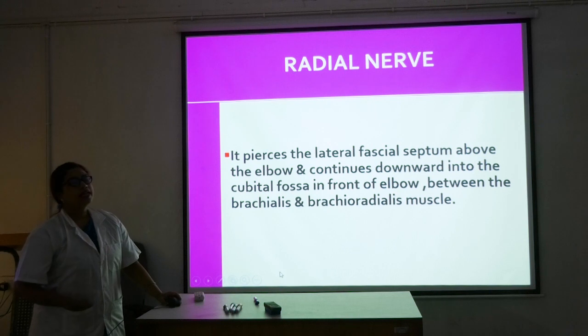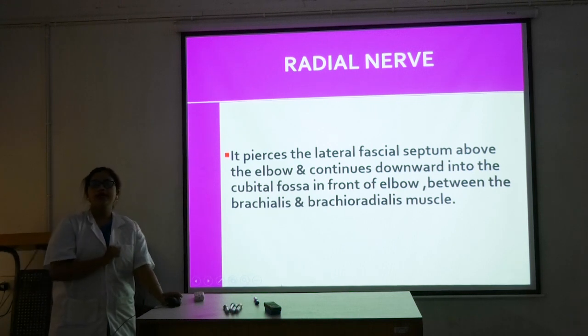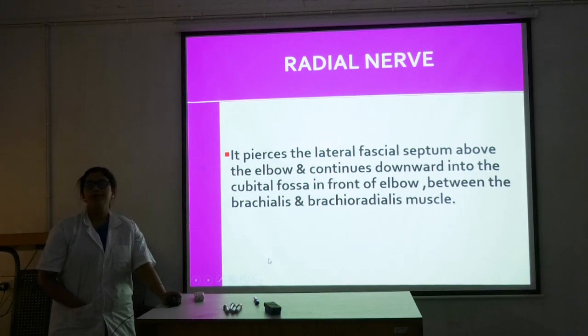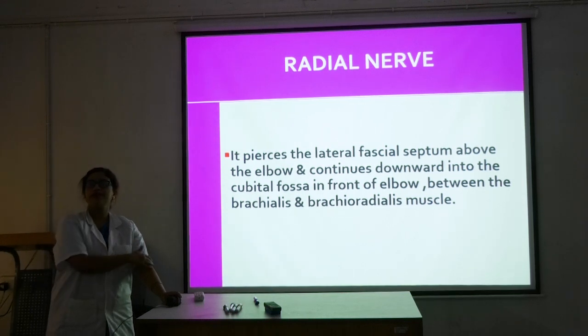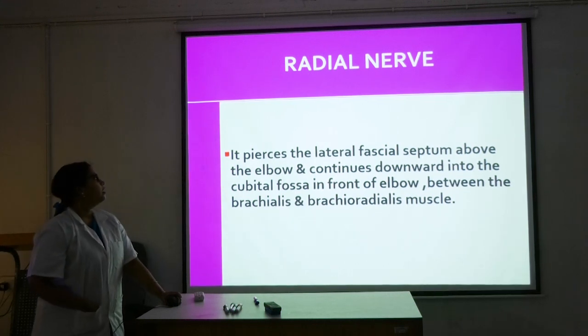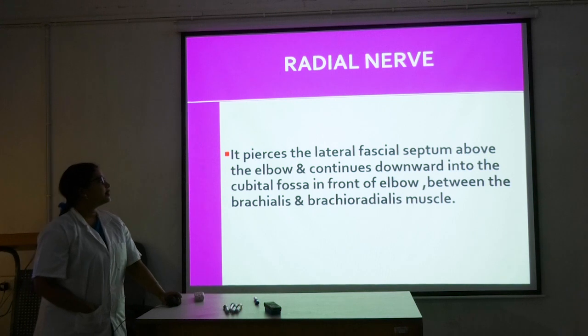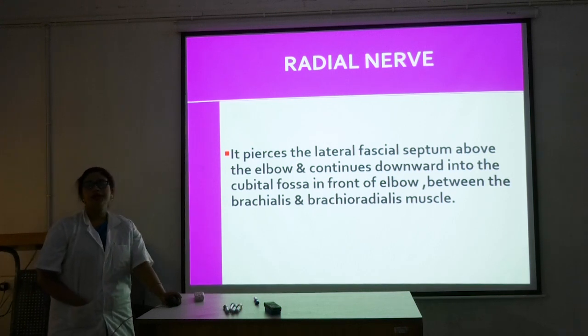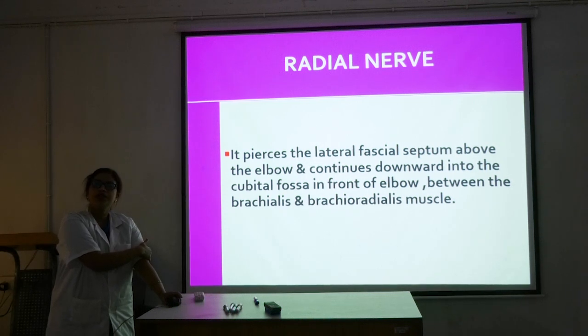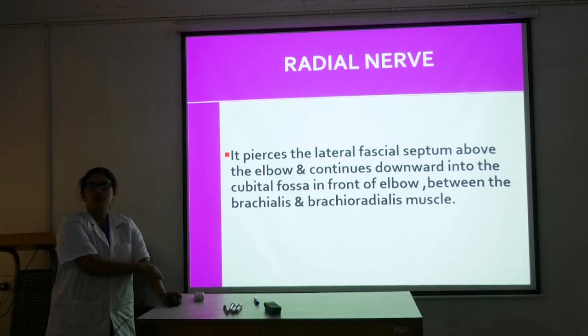Now there is one important course about the radial nerve. It is piercing the lateral fascial septum. There are two septa, one is medial, another one is lateral. So the lateral one is pierced by the radial nerve above the elbow and then it continues downwards into the cubital fossa. Then it is going to the cubital fossa.